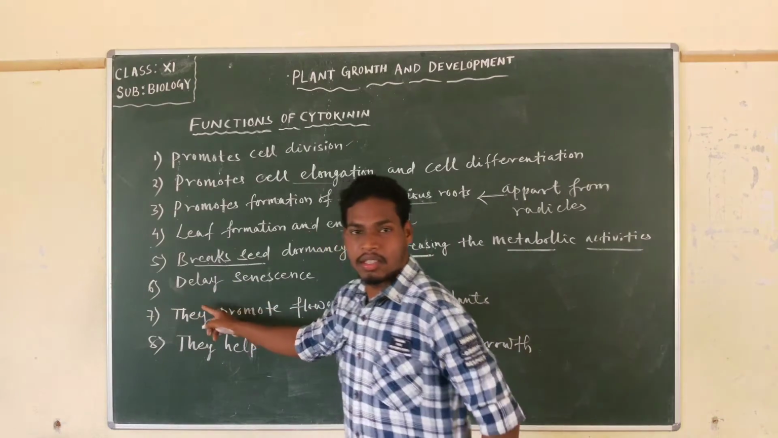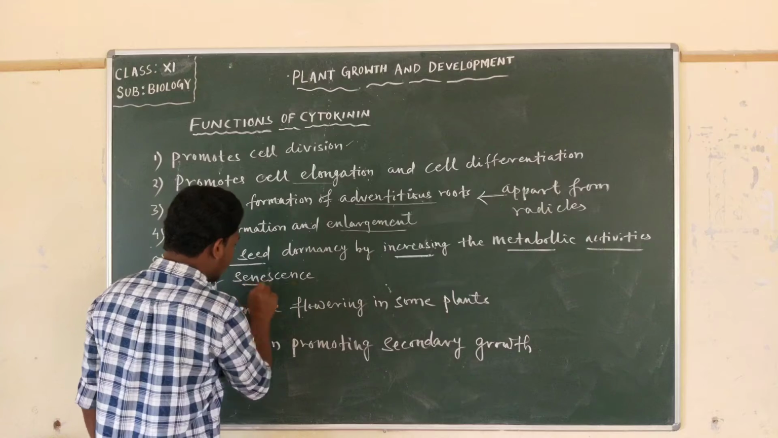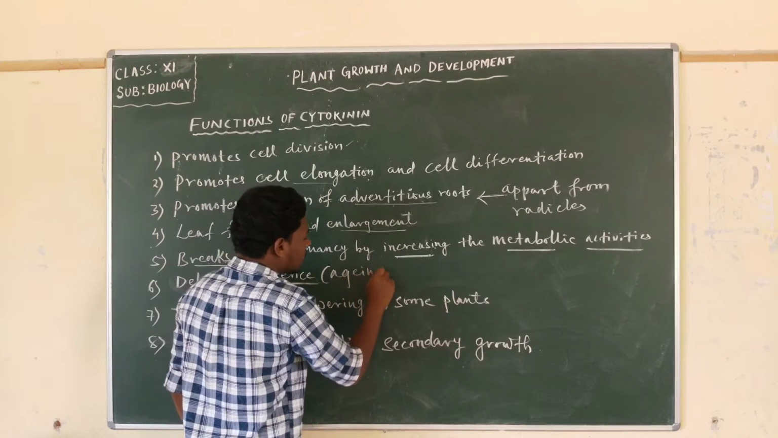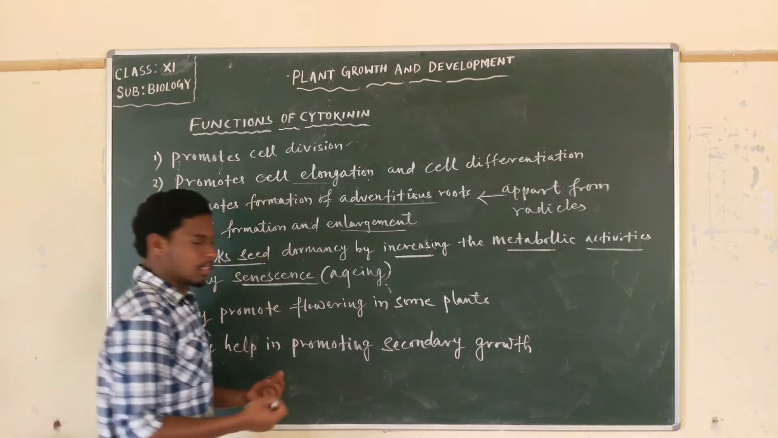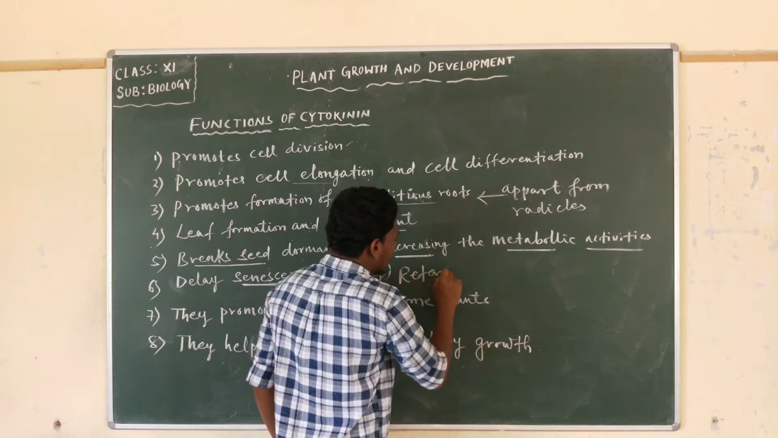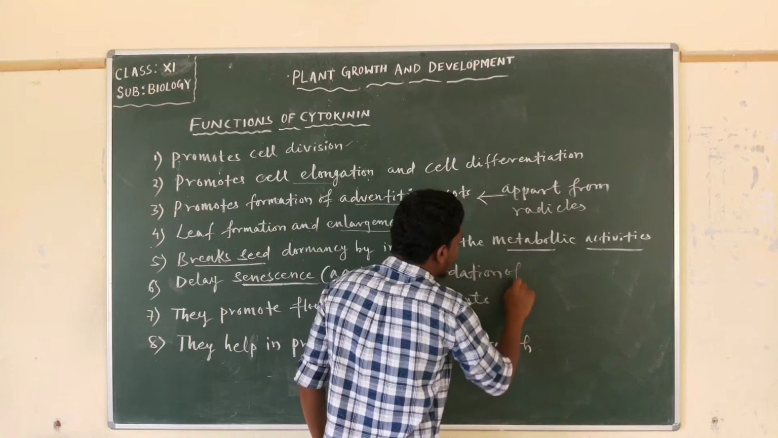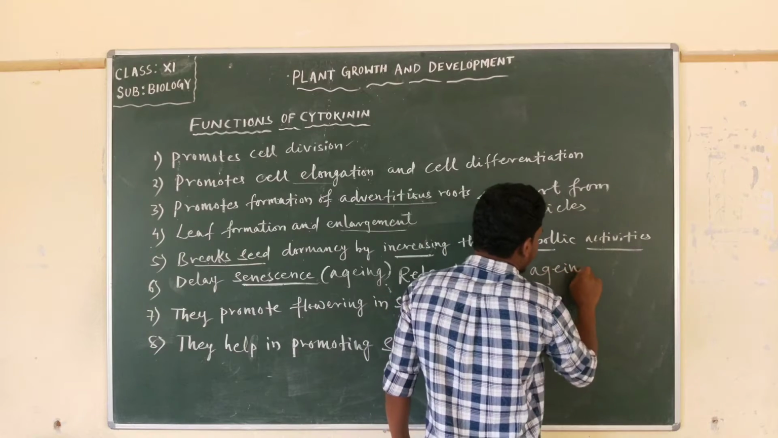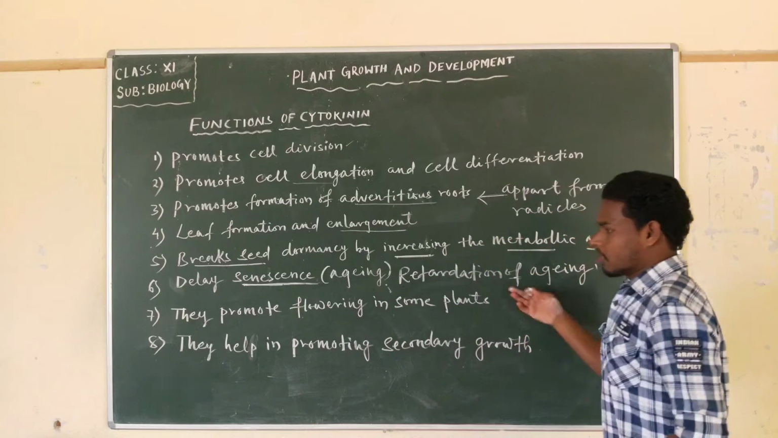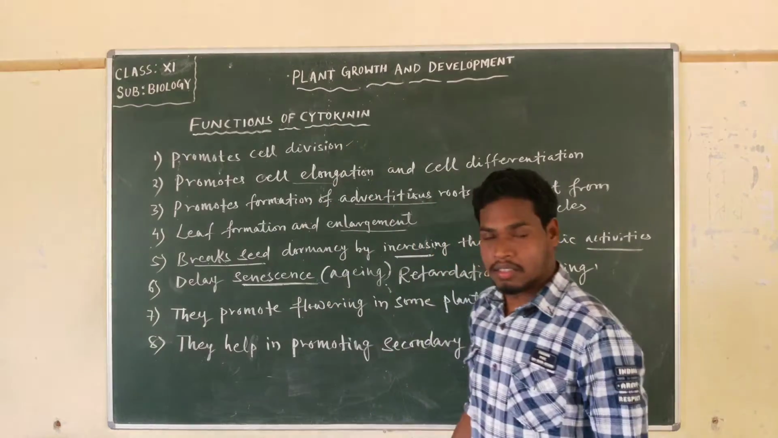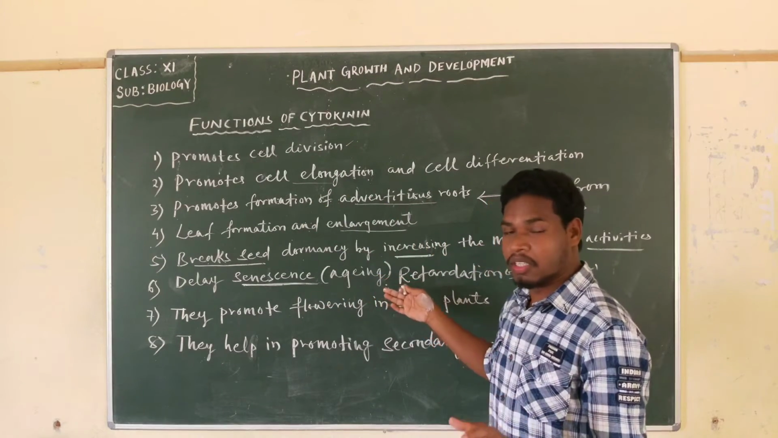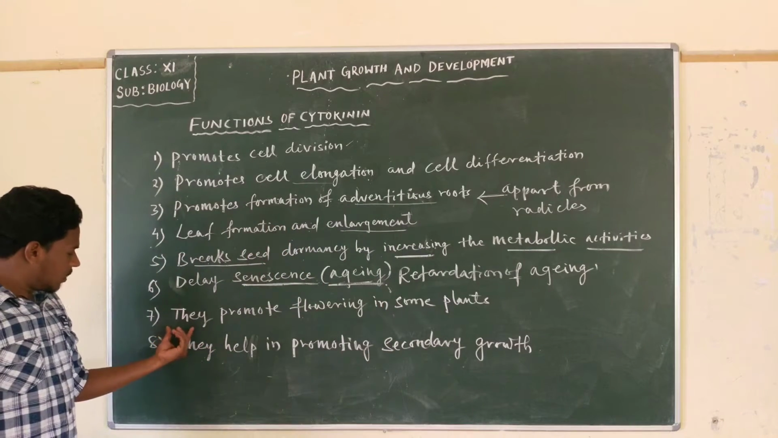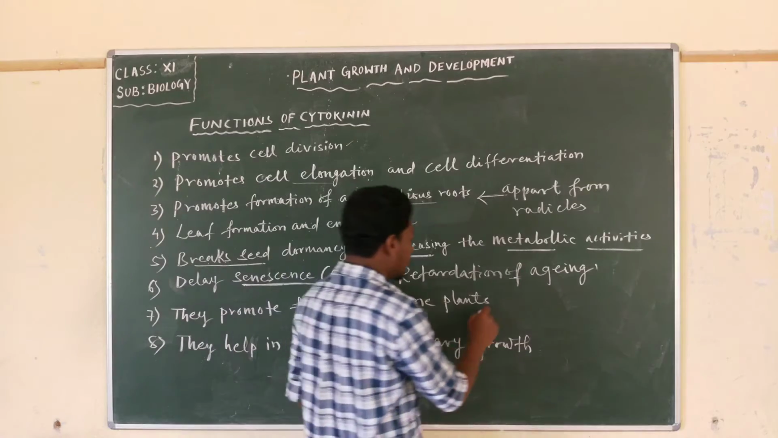And the sixth function is it delays senescence. That means it delays aging, or this full sentence we can also say as retardation of aging. So cytokinin is a hormone which helps the plant body to remain younger, right? It delays aging.